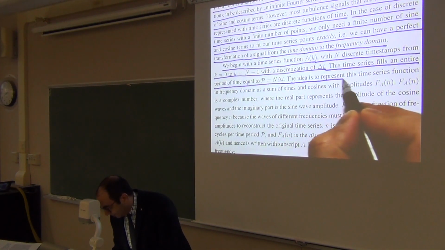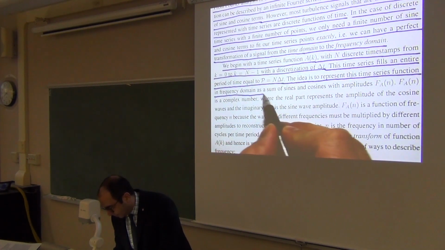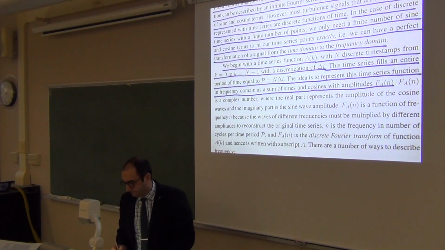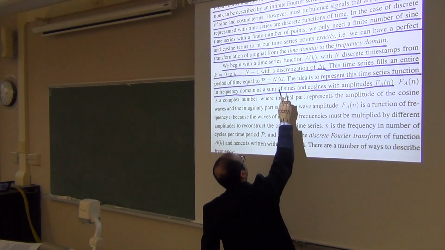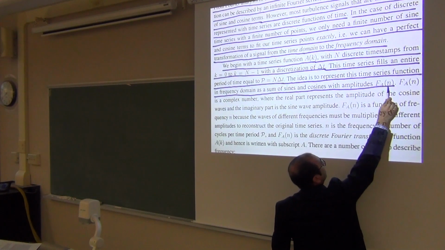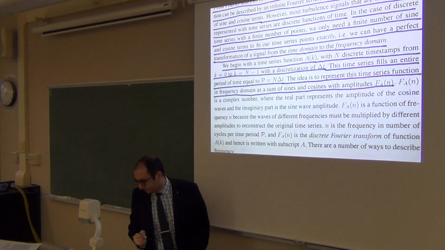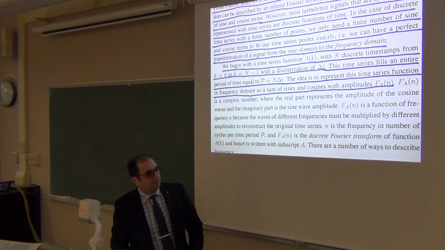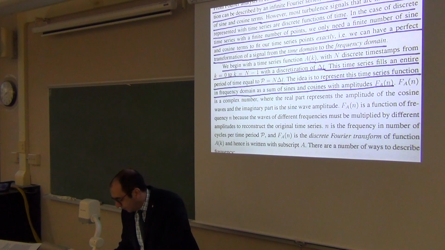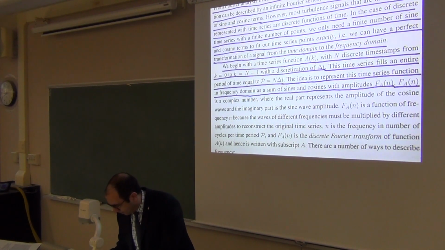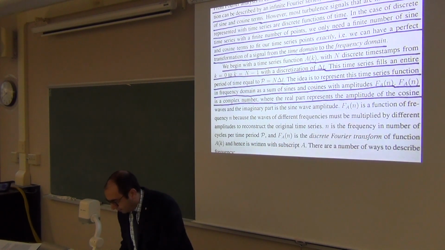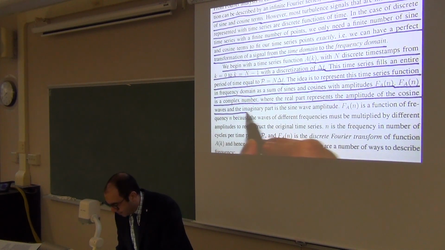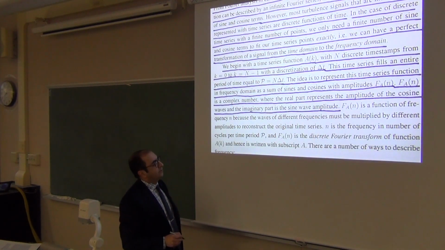The idea is to represent this time series function in frequency domain as a sum of sines and cosines with amplitude F as a function of n now. So A, the subscript A, tells you I'm transforming the signal A, and now it's a function of frequency, not time anymore. What you need to know is F is not necessarily a real number. A frequency transformation of a time series becomes a complex number. And in fact, the real part of that complex number represents the amplitude of the cosine waves, and the imaginary part represents the amplitude of the sine waves.